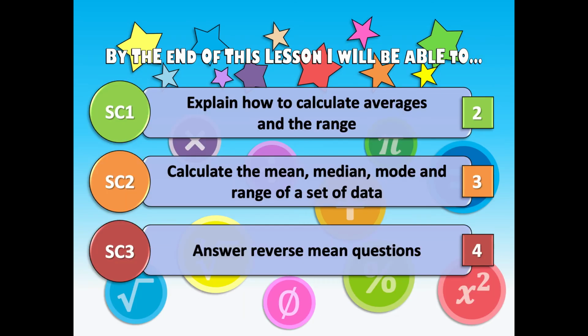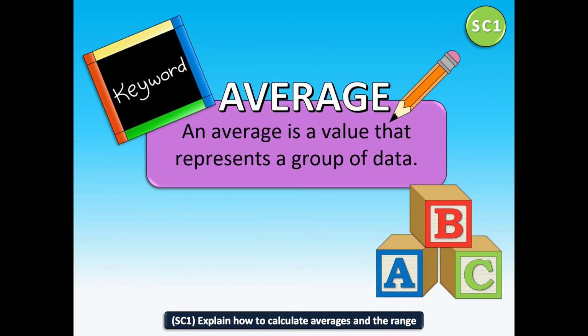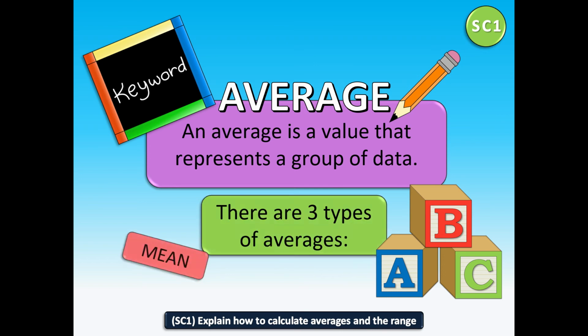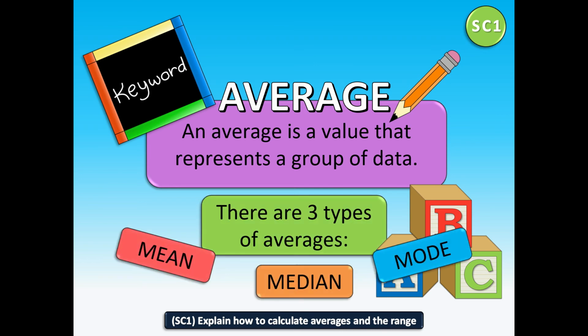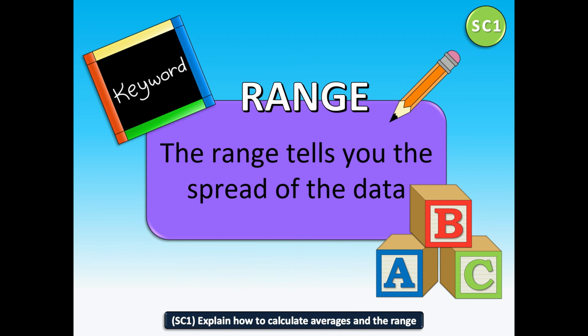We've got three success criteria, and the first one is to explain how to calculate averages in the range. An average is a value that represents a group of data. And there are three types of averages. There's the mean, the median and the mode. We also have the range, and this tells you how spread out the data is.